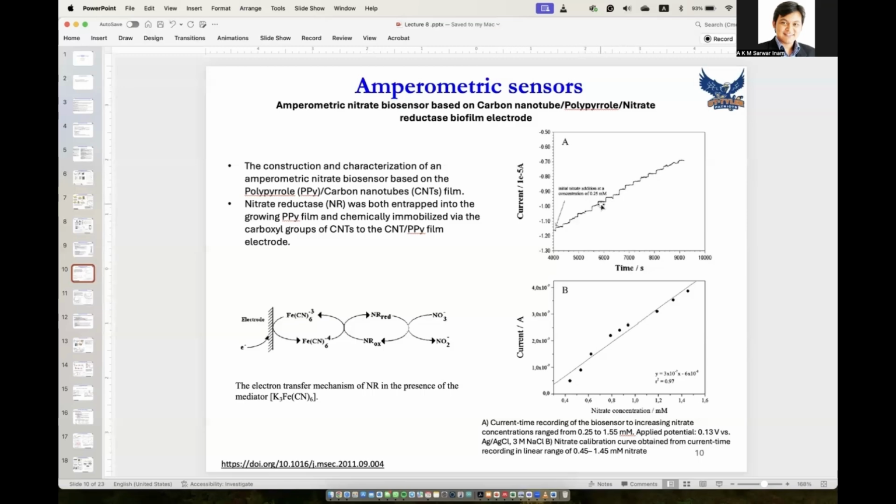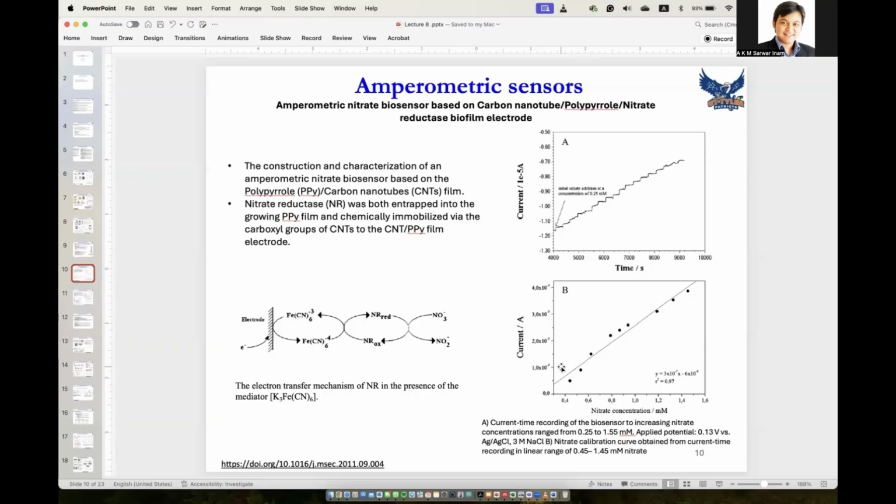Initial nitrate addition started at 0.25 millimole, and then they constantly increase the same amount of solution over time, and we're getting higher current, right? So the response time of the biosensor for each nitrate addition was observed to be 20 seconds. Here is the nitrate calibration curve: we're getting the current versus different nitrate concentrations, and the calibration curve is really good.